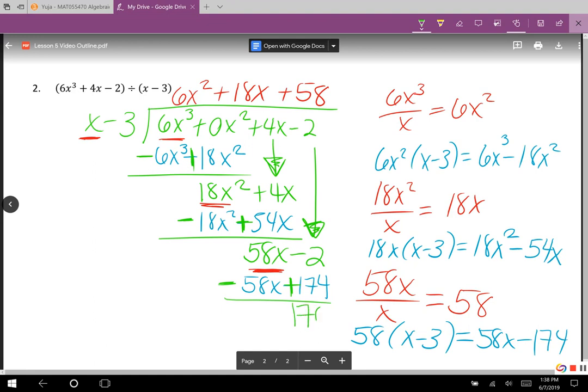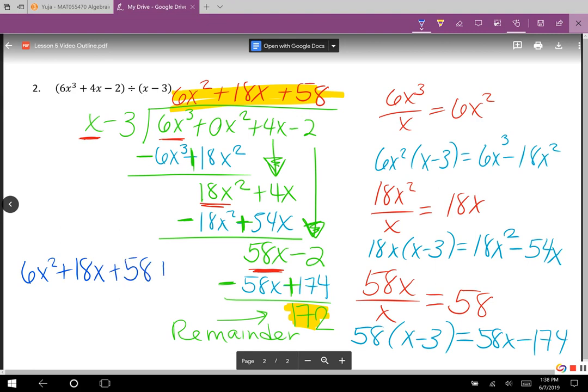The 172 is my remainder. The thing on the top, this is my quotient. Again, the 172 is my remainder. And if I want to write that final answer as one expression, I would write the quotient, 6x squared plus 18x plus 58. And then you can do plus the remainder over the divisor. And that's my final answer.